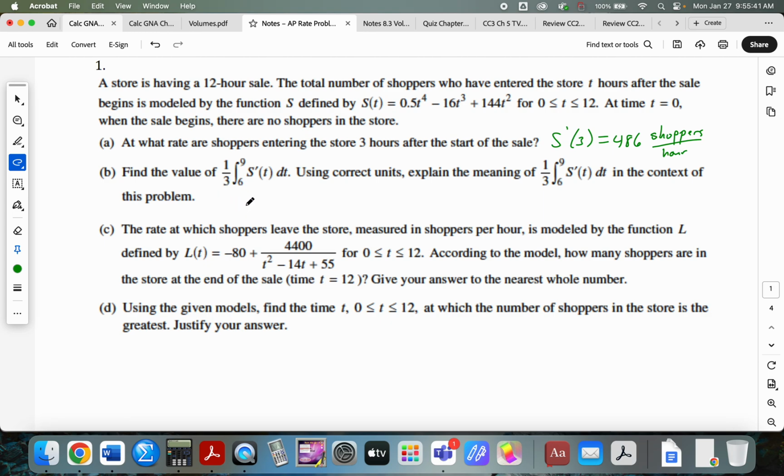What are you doing when you take the integral of any function? Ignore the fact that this says s prime of t for the moment, but if I just have the integral from a to b of f of x dx over b minus a, what is that? Average rate of change? Nope. Average rate of change is f of b minus f of a over b minus a. It is an average, though.